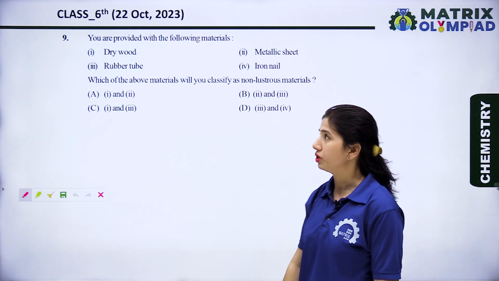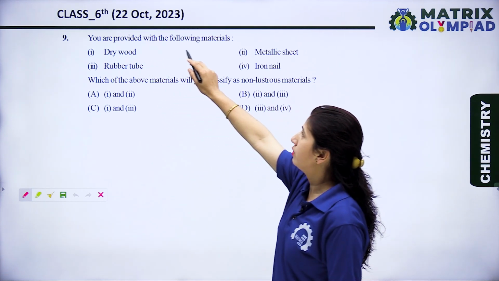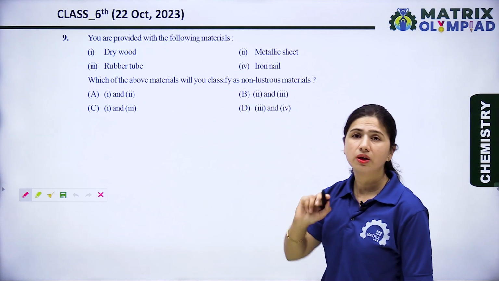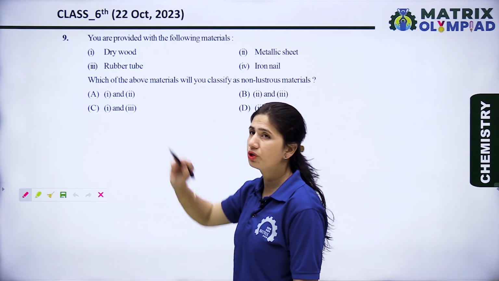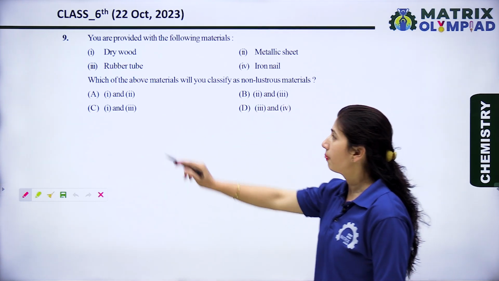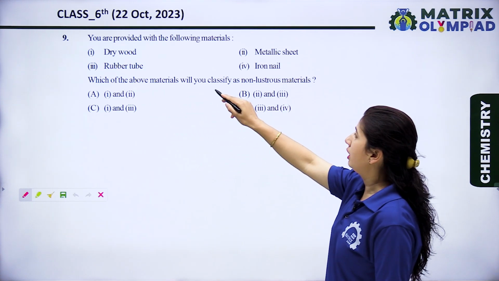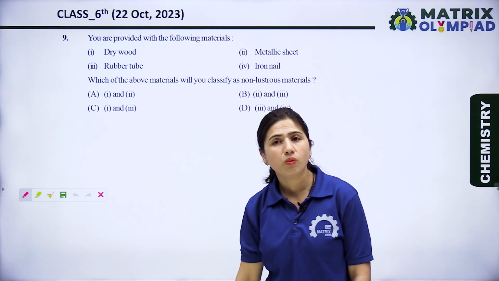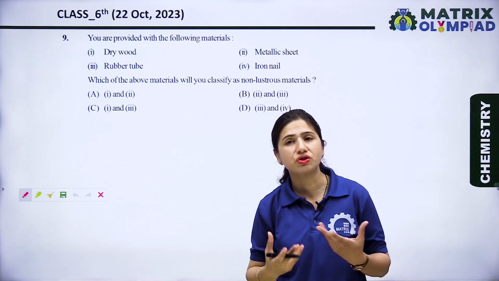Let's see the ninth question. You are provided with the following materials: dry wood, second option is metallic sheet, third option is rubber tube, and fourth option is iron nails. Which of the above materials will you classify as non-lustrous material? What is the meaning of non-lustrous and lustrous?